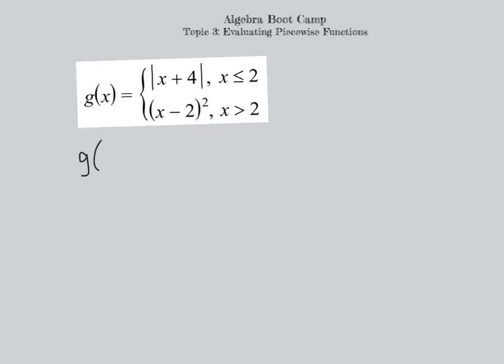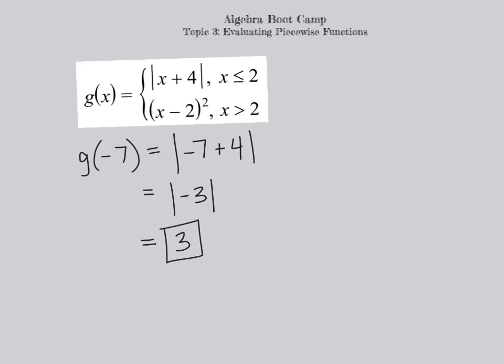So let's evaluate g of -7. All right, where does -7 fit in? It is less than or equal to 2, so we're going to go to our top function. It'll be the absolute value of -7 plus 4, which is the absolute value of -3. And of course, absolute value is always the positive of what's inside it, so it's 3 for our final answer.